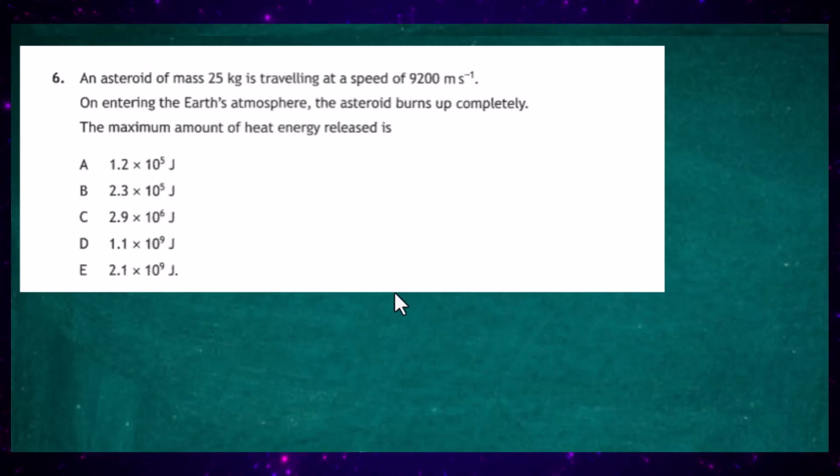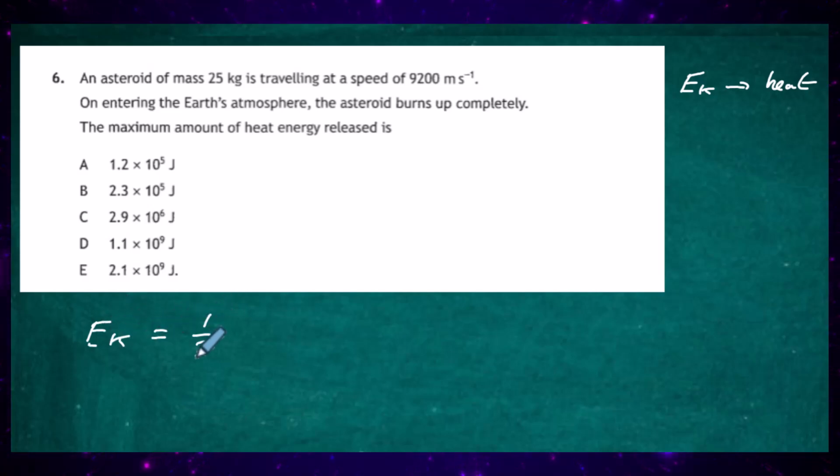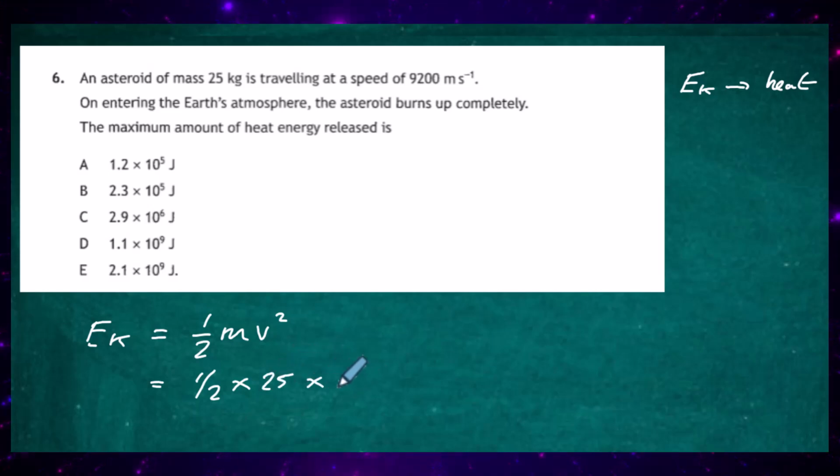Well, all that kinetic energy must be released into heat, so that's the key point. It's going to be movement energy, kinetic energy, and it's going to be changed into heat energy. Now, what is the kinetic energy to begin with? The kinetic energy EK equals 1/2 times the mass times the speed squared. So we plug in the numbers: 1/2 times the mass, 25 kilograms, multiplied by 9,200, and we have to square that. Remember, you have to square the speed.